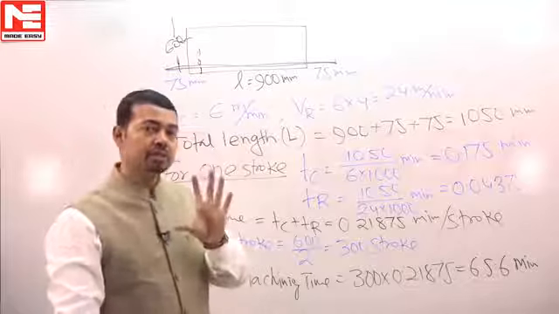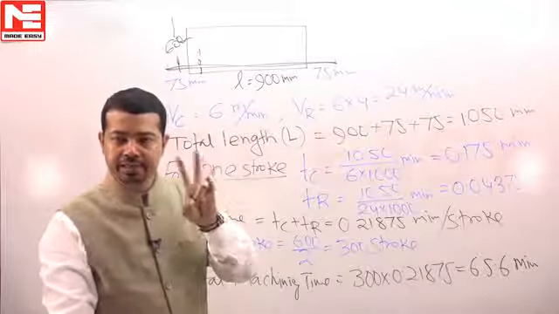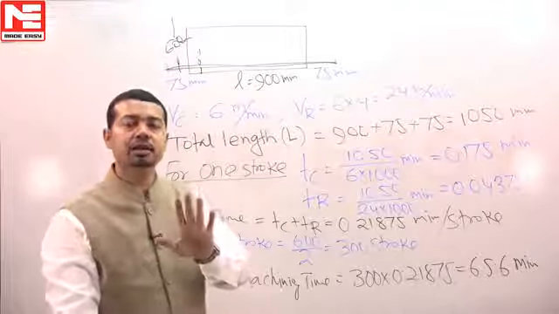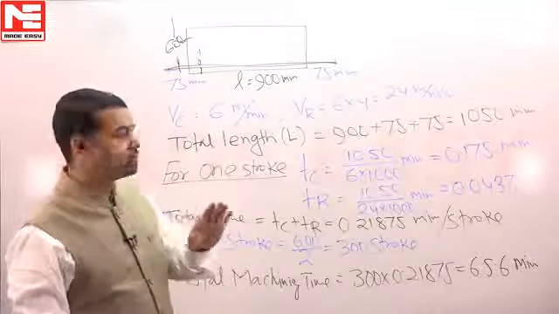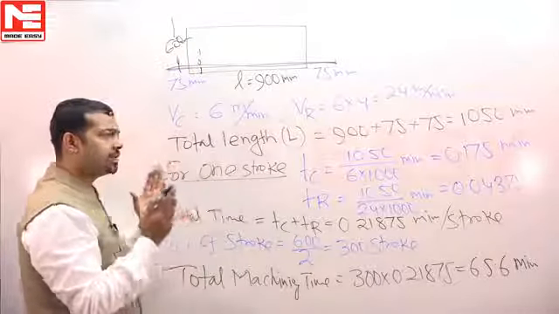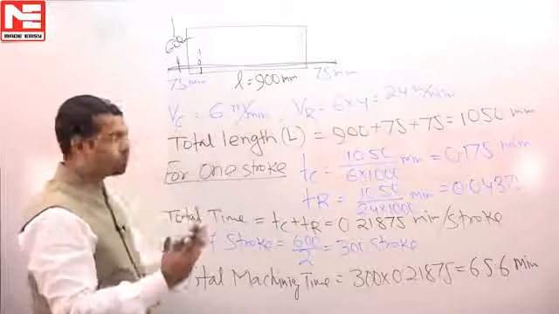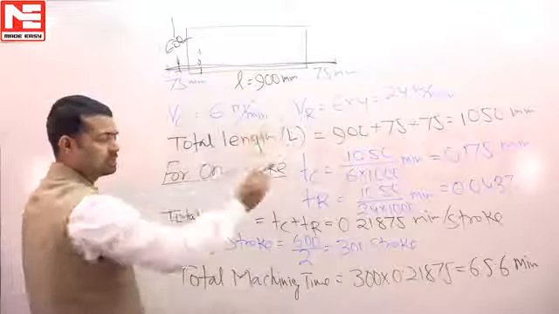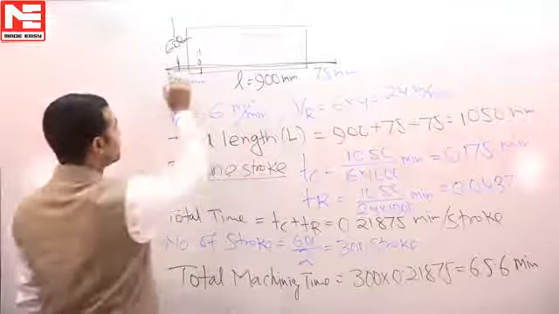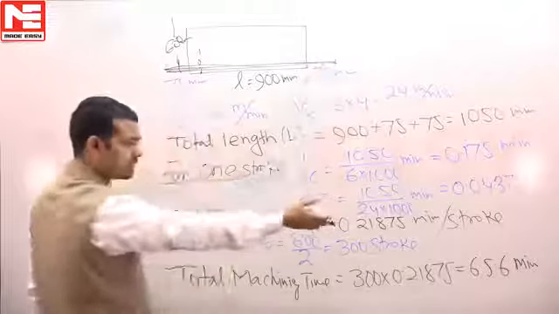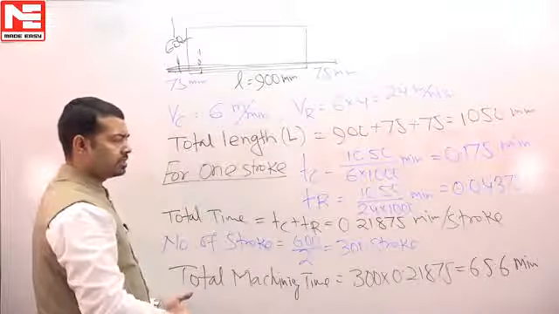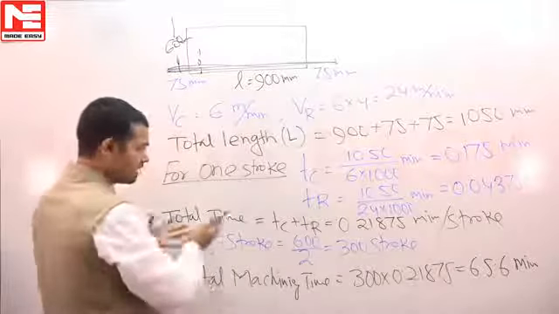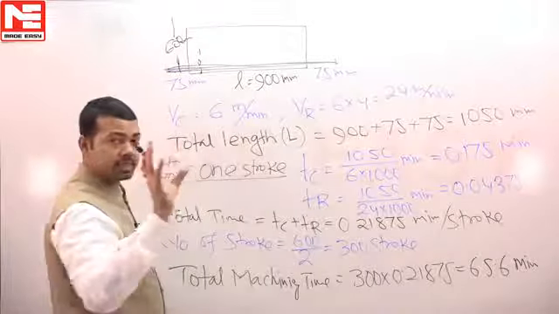So, without using any formula, we can calculate the machining time of shaping and the machining time of planing. In this case, we have to think about what time is required for the cutting stroke. This is the distance travelled, this is the cutting speed, then just divide. What is the return? This is the return distance and this is the velocity, then divide. Then this is the cutting time, this is the return time. So, the total time for a single stroke will be cutting time plus return time.